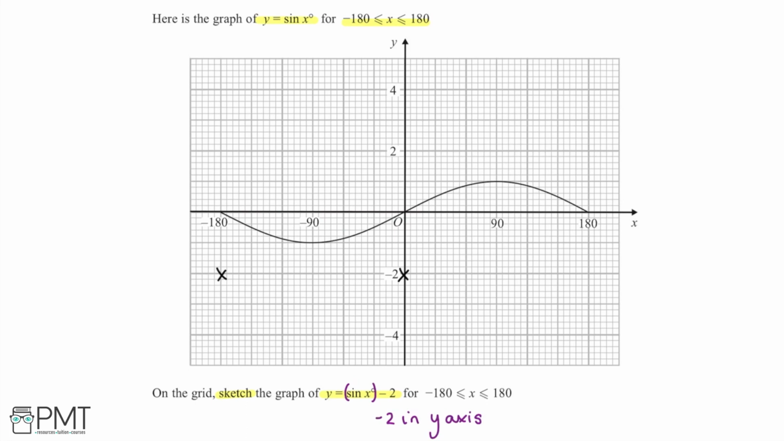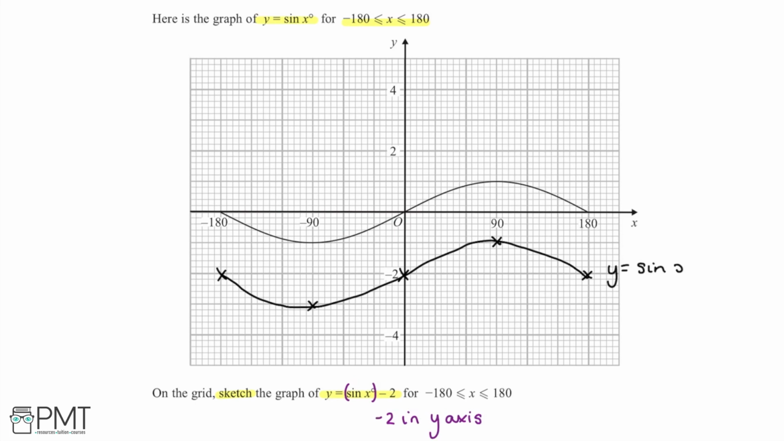Then the centre of this curve here is at minus 1, so we subtract 2 and get to minus 3, which is going to be here. And I can plot that one on as well. And then I can just do the same with any more key points here and here. So I can now just draw this curve in through all of the points. And that is the graph of y equals sine x minus 2.